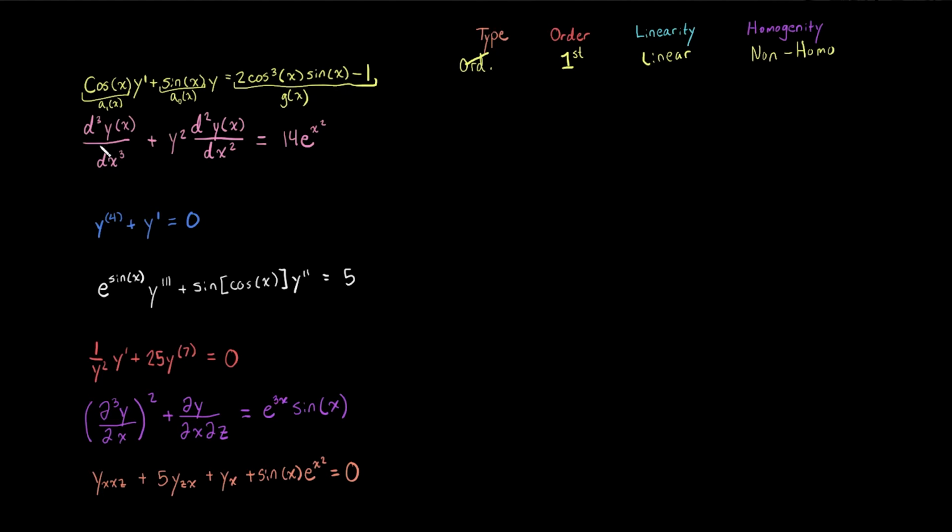Let's go over the second one. In the second one, you'll notice that we have the third derivative of y with respect to x plus y squared times the second derivative of y with respect to x is equal to 14e to the x squared. Now this looks very messy, but if we go through it step by step, we'll be able to figure this out in no time. So we have the type, right? If we look at the type, we have only ordinary differentials here. We don't have any partial differentials. So go ahead and classify this as an ordinary differential equation.